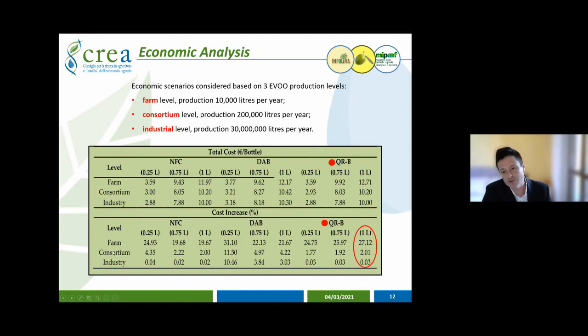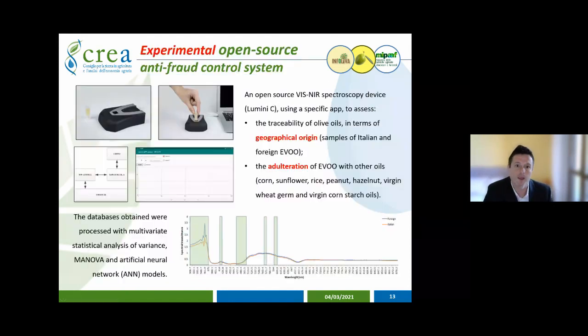So we can say that at consortium level it starts to be a valuable option, while at the industrial level its impact is very, very low. So it's nice to consider.